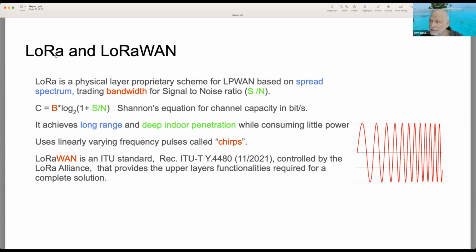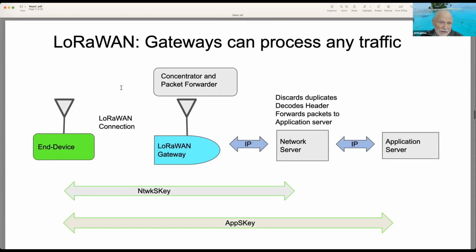LoRa is just a type of modulation, but in order to have a communication service, you need other protocols. These protocols are offered by different organizations, but in particular, the one that has gotten more attention is called LoRaWAN, which is an ITU standard, controlled by the LoRa Alliance, and so many manufacturers are offering devices with LoRaWAN capabilities.